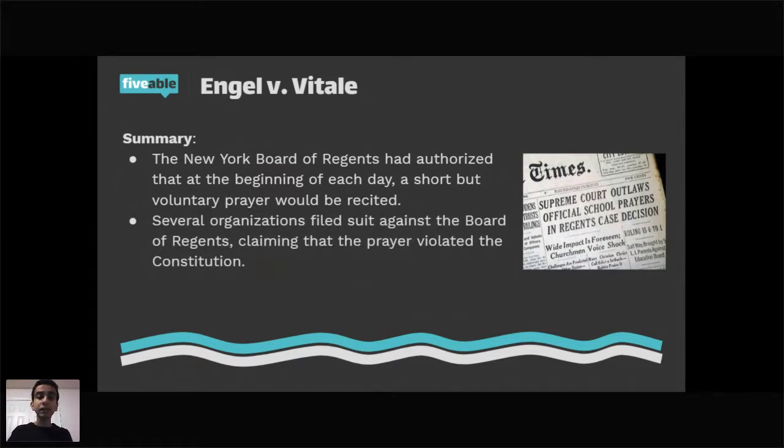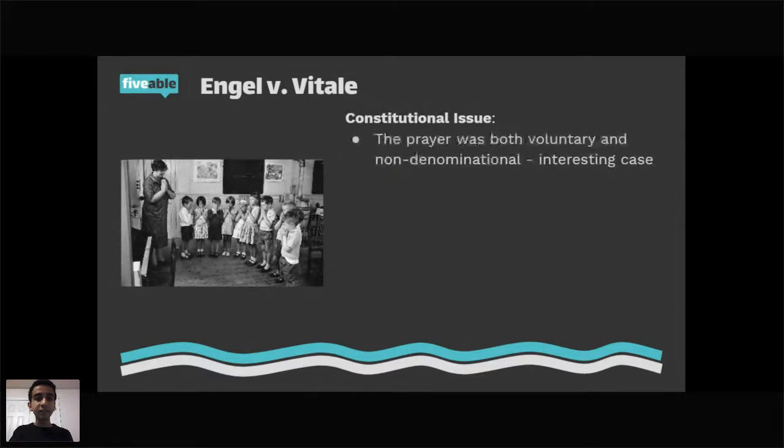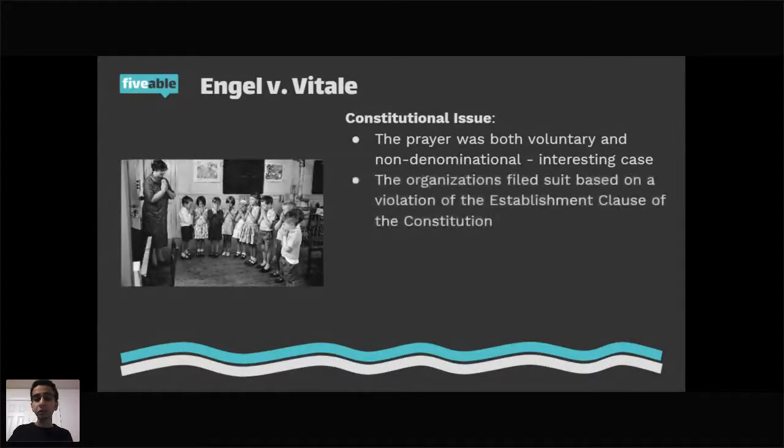So several organizations filed a lawsuit against the Board of Regents, and they said that the prayer violated the Constitution. So in your First Amendment, you have 2 clauses that relate to religion, the Establishment Clause and the Free Exercise Clause. In this case, the Establishment Clause was what was at stake. So even though the prayer was both voluntary and non-denominational, people said that because it was happening in a public school, that was unconstitutional and it went against the Establishment Clause.